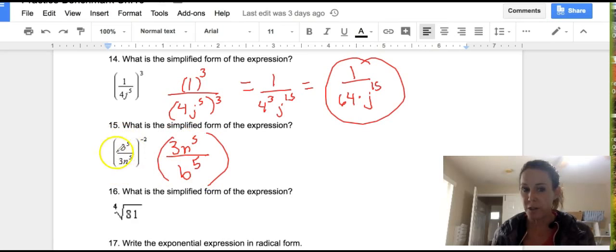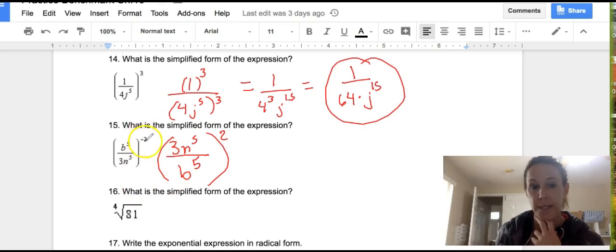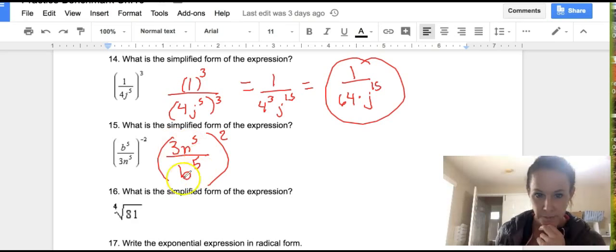Flip the fraction and then take it to the positive 2 power. A little trick for your properties of exponents: instead of doing everything and then having to flip each thing individually, just flip the whole fraction, then take it to the positive 2 power. Now go ahead and work your problem.